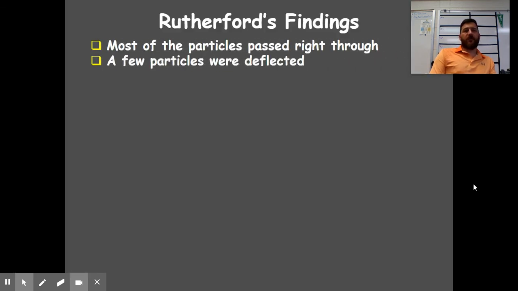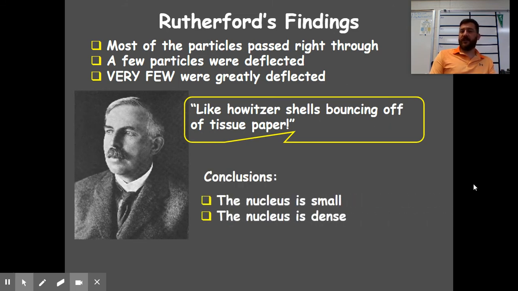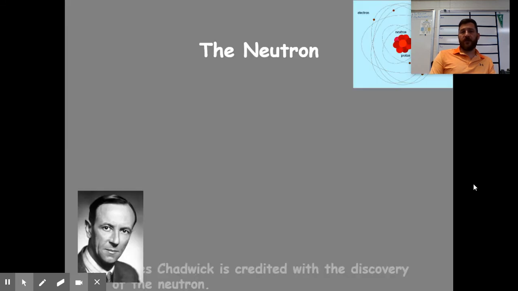So he found that most of the particles he fired went right through. A few particles were deflected. Very few were greatly deflected. So he said the nucleus was small, it's very dense, and it's positively charged. Well, of course, because it's only got protons and neutrons.